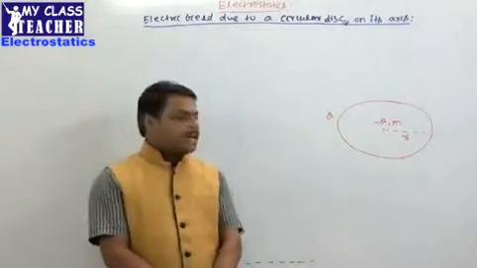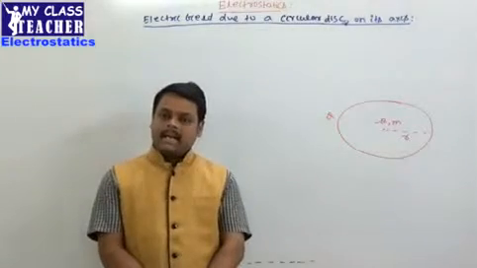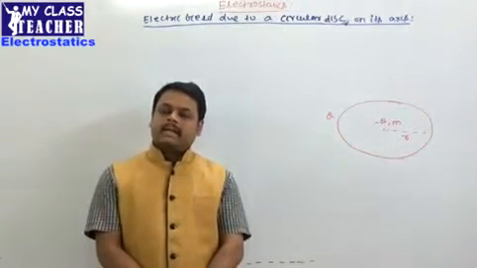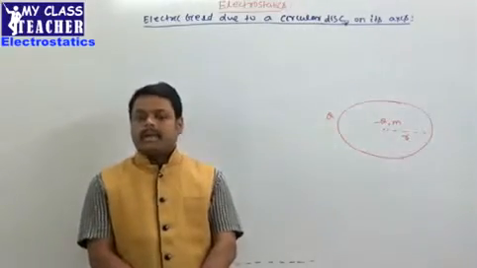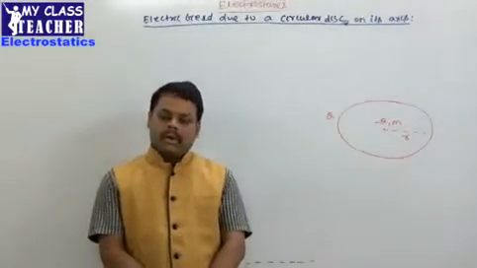It is slightly displaced along the axis of the ring and is released. Then calculate its time period of oscillation. What will be its time period of oscillation? Try karo.